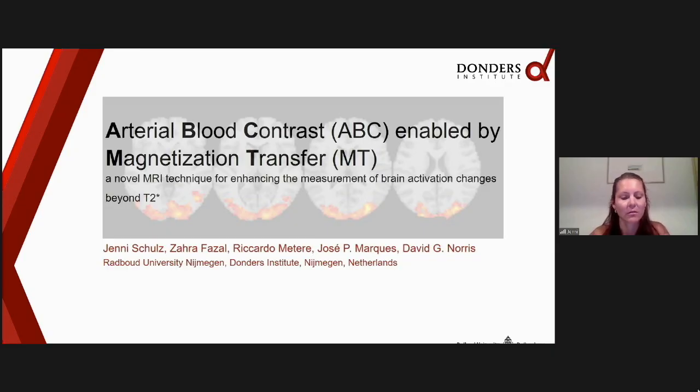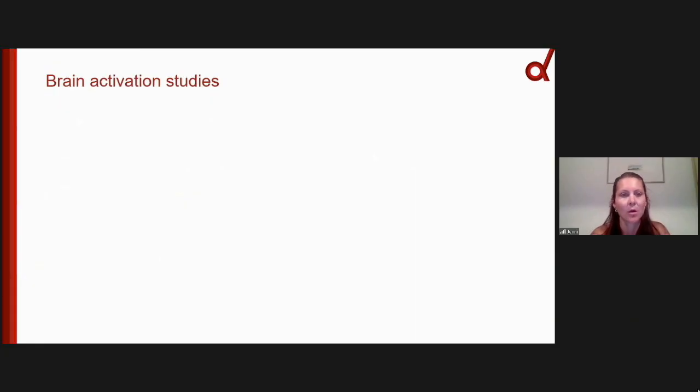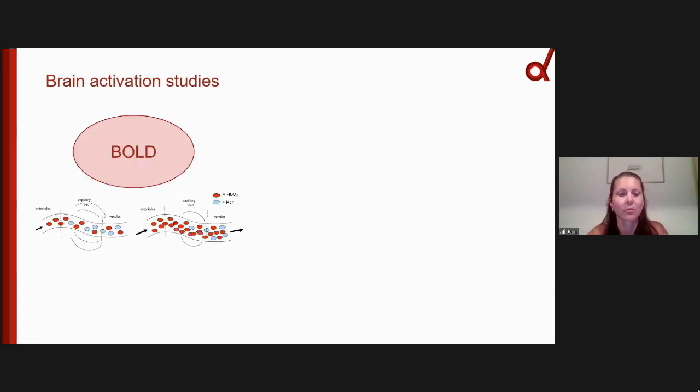With this technique, there is no need for the BOLD contrast to develop to obtain brain activation. Brain activation studies have been the workhorse for our understanding of the brain and are used in preoperative planning and diagnosis of, for instance, mental illnesses and neurological disorders. They are usually performed using the BOLD contrast, which depends on local changes in blood flow, blood volume, and metabolic rate.